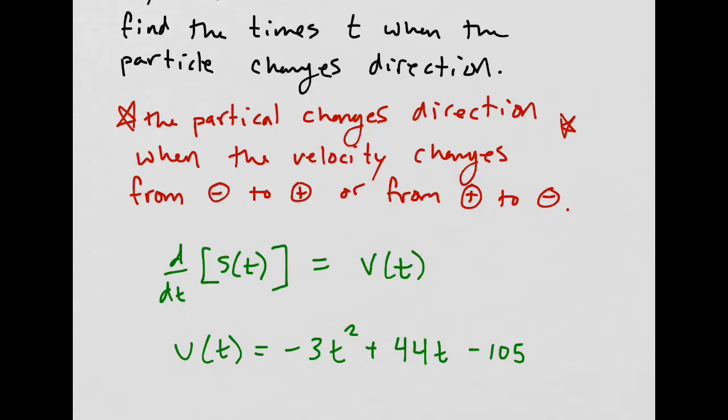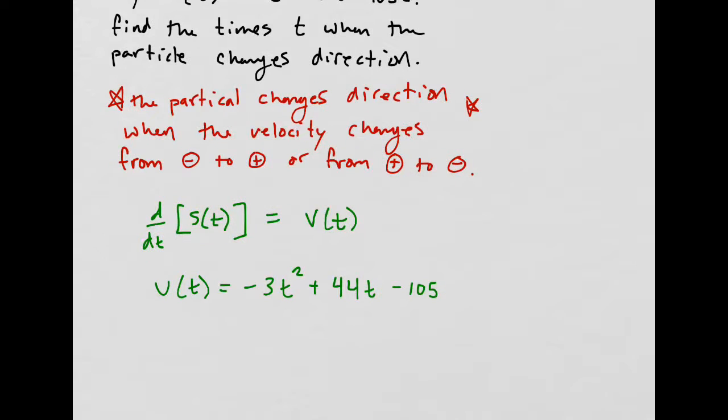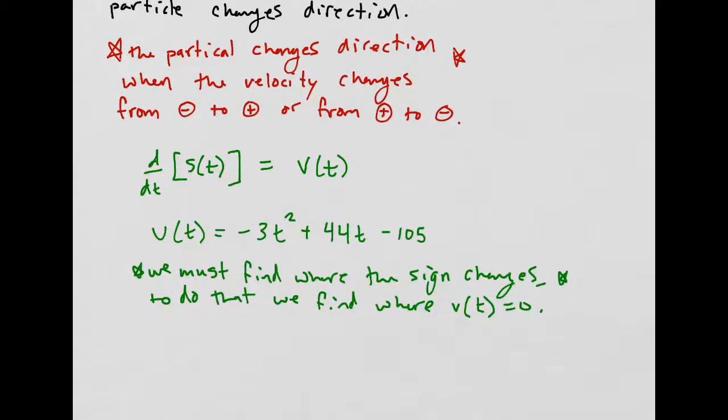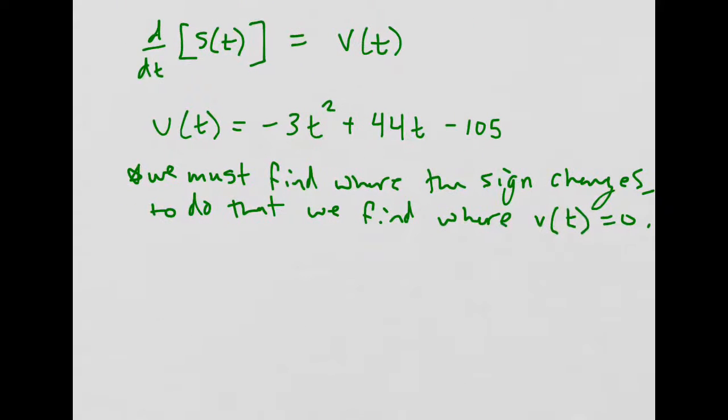It doesn't have to just be 0, but we're going to use the fact that if you're going from negative to positive, you have to pass through 0. Same with positive to negative. So that's what we're going to do: find out where the velocity function is 0. We must find where the sign changes, and to do that we find where v of t equals 0. So that's all we have to do. We set it equal to 0 and solve, and it's just a quadratic.